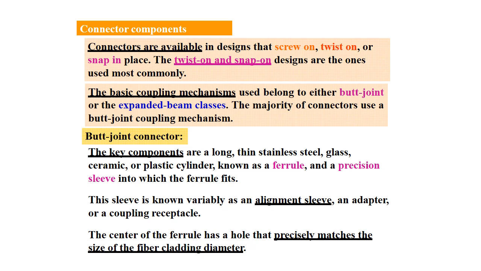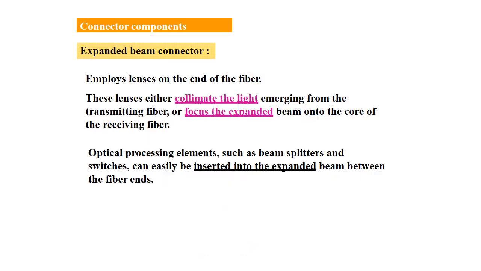Next, first one, the butt joint connector. The key components are a long thin stainless steel, glass, ceramic or plastic cylinder known as a ferrule, and a precision sleeve. The next one is the expanded beam connector. It employs lenses on the end of the fiber. These lenses either collimate the light emerging from the transmitting fiber or focus the expanded beam onto the core of the receiving fiber. Optical processing elements such as beam splitters, switches, etc. can be inserted into the expanded beam between the fiber ends.